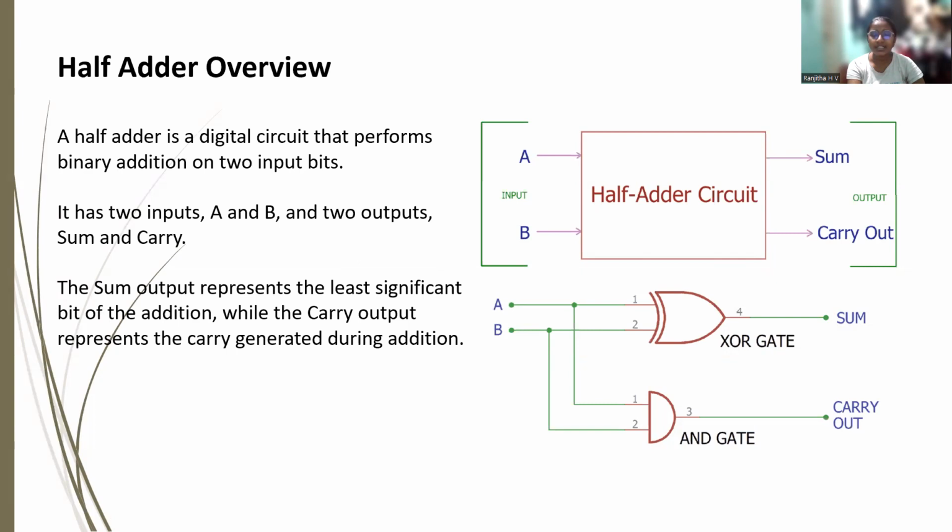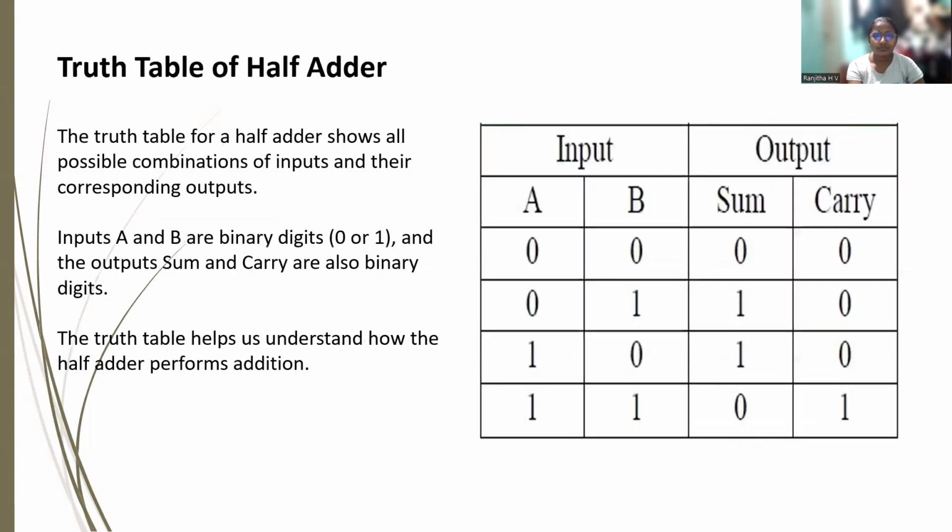Here we can see that the half adder has two inputs, that is A and B, and two outputs, that is sum and carry. Truth table of the half adder. The truth table for a half adder shows all possible combinations of inputs and their corresponding outputs. The inputs A and B are binary digits. We know that binary digits are 0 or 1, and the outputs sum and carry are also binary digits. The truth table helps us understand how the half adder performs the addition.